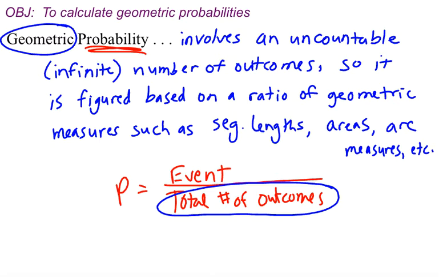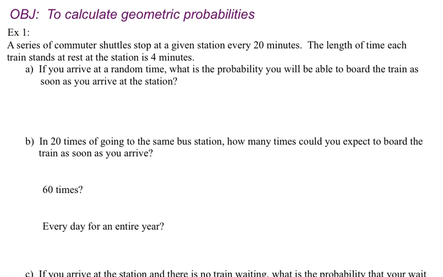We already saw the arc measures. Now we're going to go ahead and look at how we could use segment lengths to calculate geometric probability. And here's where the real world stuff comes into play. We've got a series of commuter shuttles stopping at a given station every 20 minutes. This happens in just about every city in the world, I would guess. The length of time each train, apparently our commuter shuttle just changed to a train. So it's a commuter shuttle train for the rest of this problem.